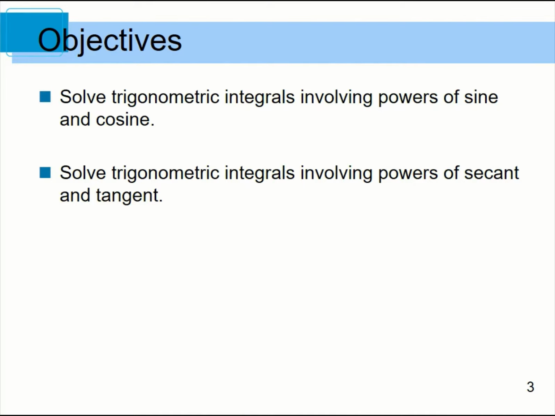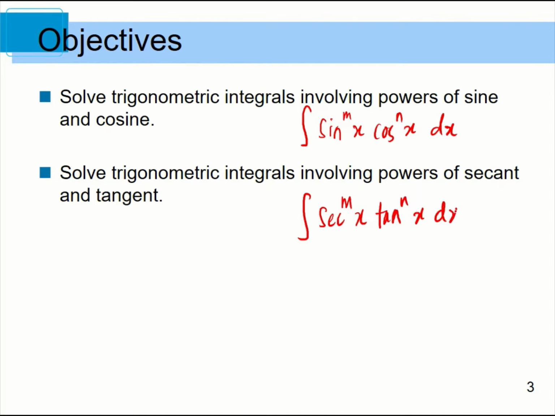Right, integrate sine with the power and the cos with the power. Okay, so we are going to solve something like this. And the second objective is to solve the trigonometric integrals involving power of secant and tangent. So for the second objective, we are going to solve the integration involving the power of secant and the tangent. So basically, this is what we are going to discuss under this topic.